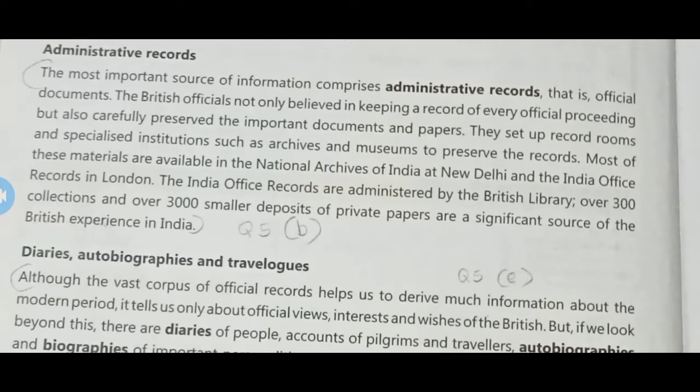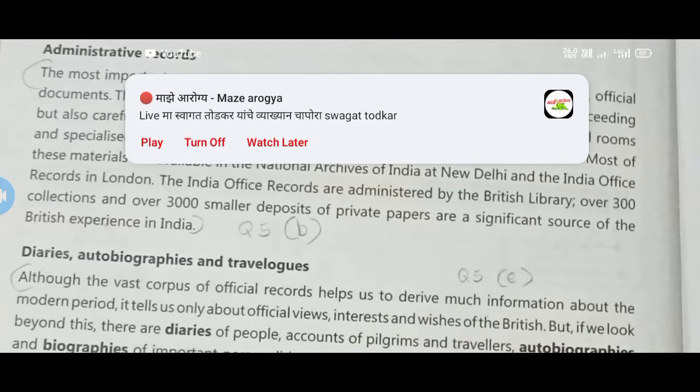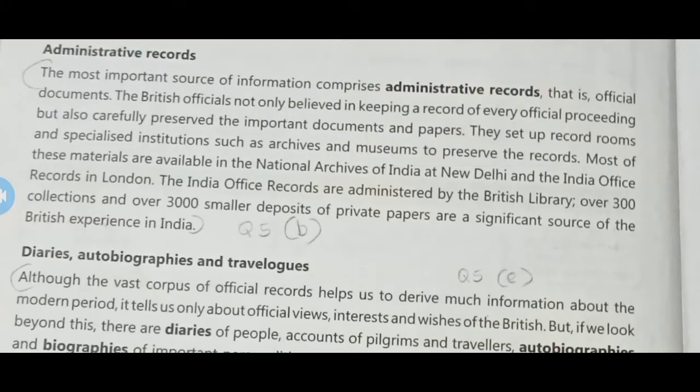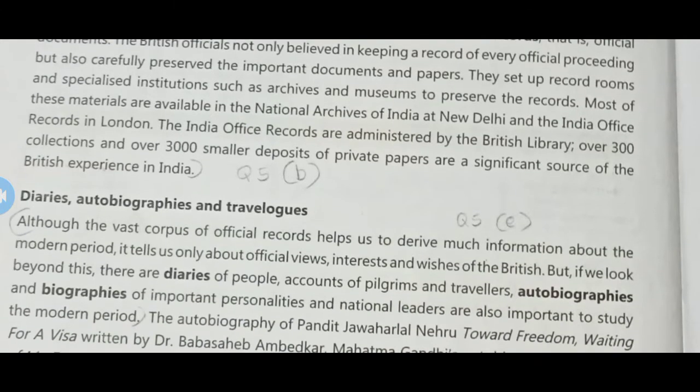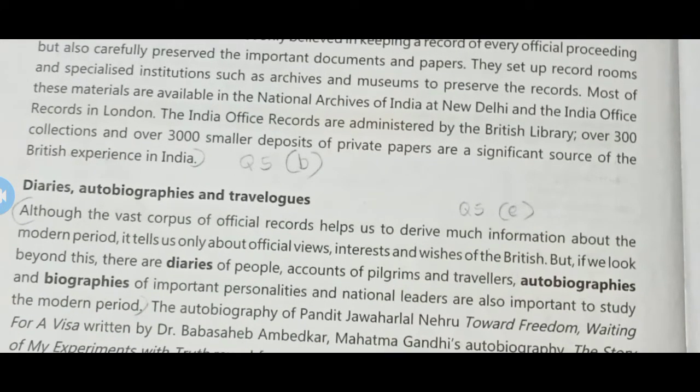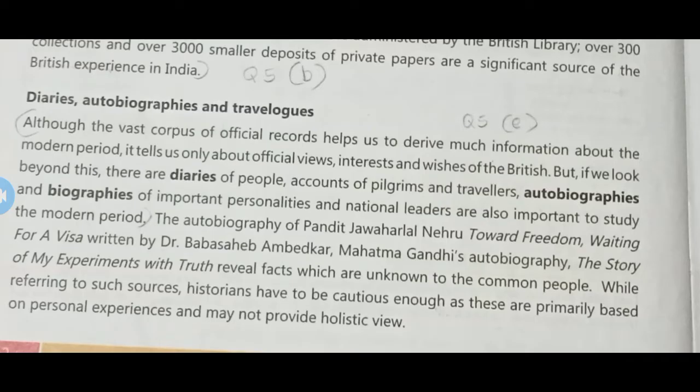The India Office Record, which is in London, is administered by the British Library, and over 300 collections and over 3000 smaller deposits of private papers are a significant source of British experience in India. Then we have diaries, autobiographies and travel accounts.